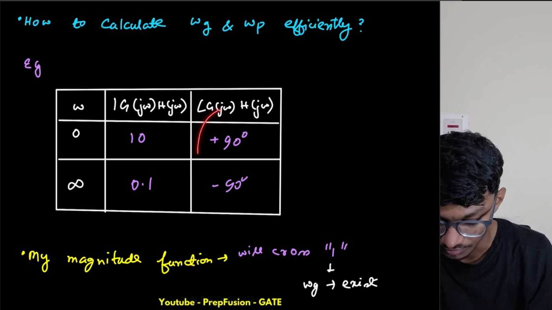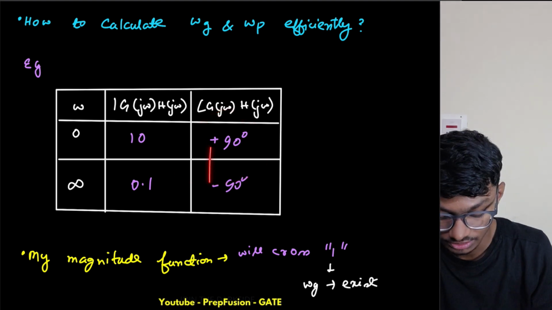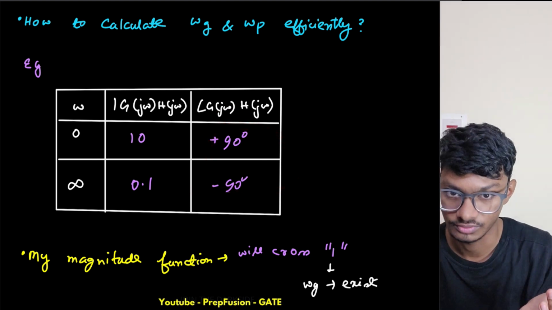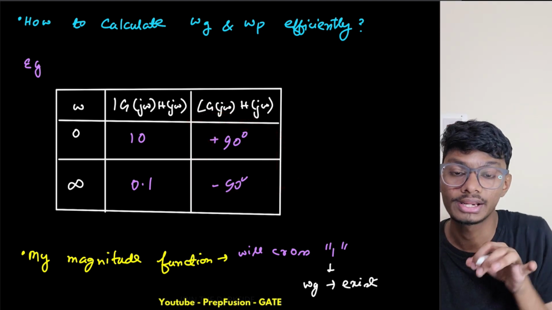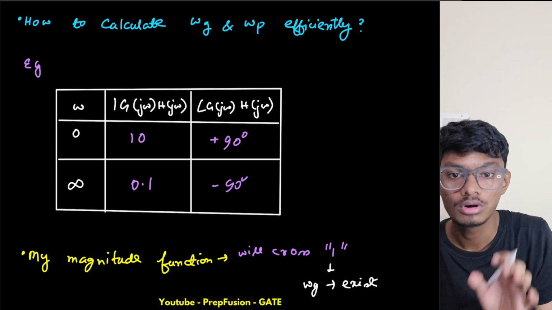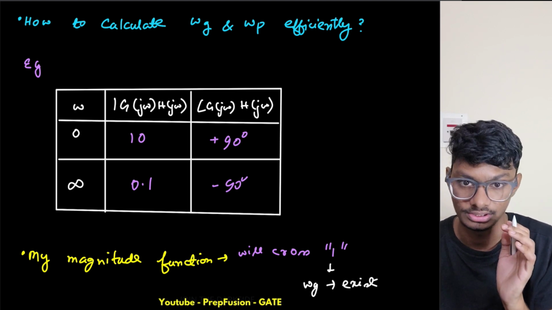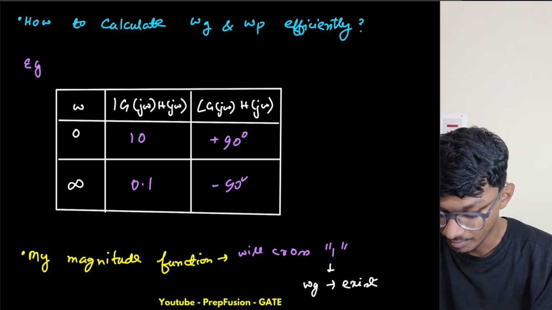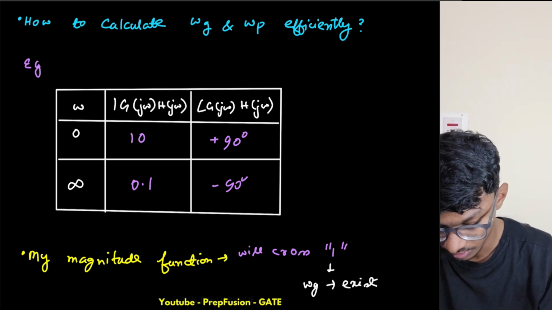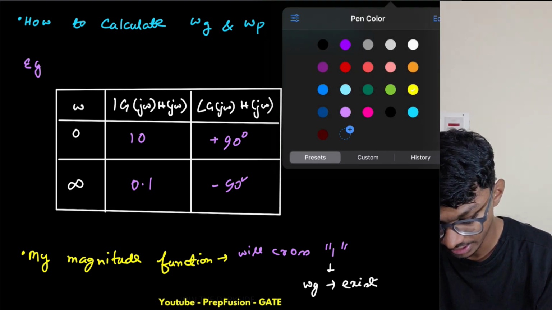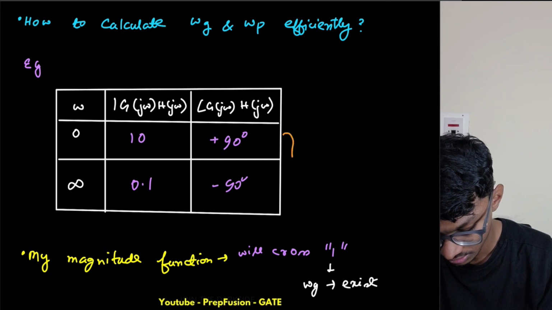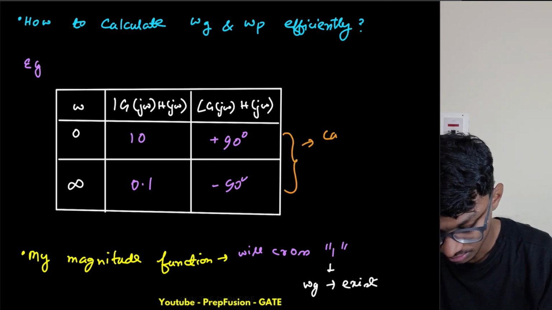And what about omega p? It is not crossing -180 as I can see in between. But it may exist. How? When we solve examples, you will understand it. It may exist, so I can't comment about omega p. That is the only thing I can say.